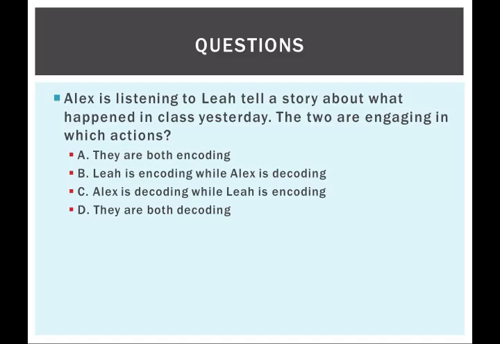The correct answer is B. So in this particular instance, Leah is encoding because she's the one who is telling the story. She's putting meaning into that message. Alex, on the other hand, is decoding because he's listening. He's interpreting that message. As we will talk about again in the next question, this is particularly important for understanding the communication as action model. There's a clear source and a clear receiver. We know that the receiver has received the message and has decoded it, but we don't know much past that.